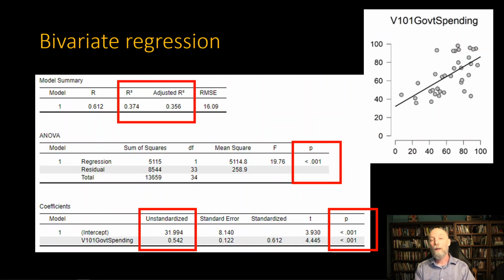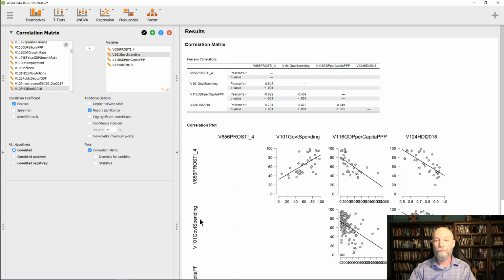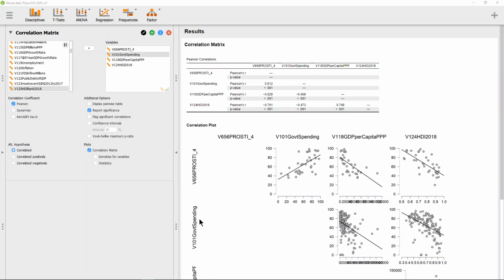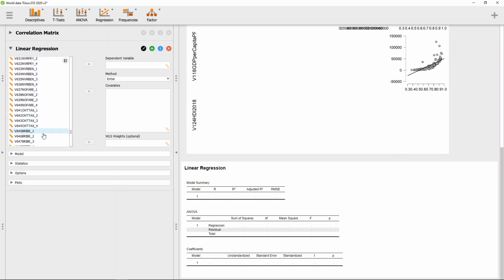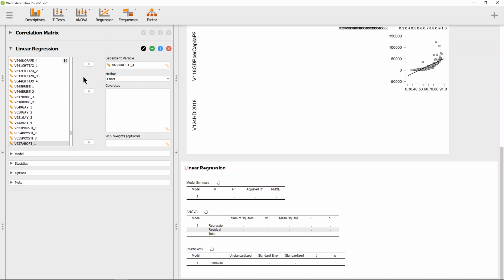Okay, so if I jump over here, and let me go ahead and clear this back out again. If I go over here and we look at these results and we go to regression. Okay, so now in linear regression, what I want to do is, again, I want to grab my dependent variable, which is 656. Okay, so prostitution wave 4.